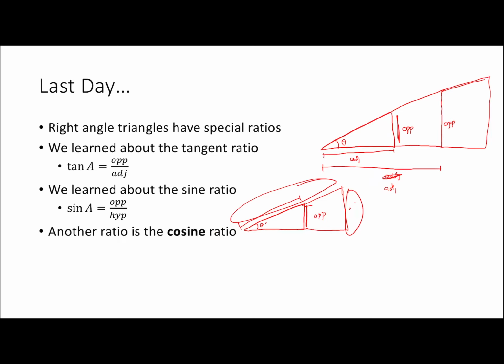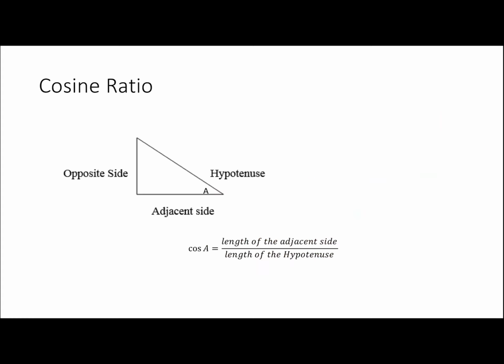Okay, another ratio, finally, that we're learning about today is called the cosine ratio. Now, the cosine ratio has to do with the relationship between adjacent and hypotenuse. And it's adjacent over hypotenuse. ADJ over hypotenuse. And it just says for any given angle, the relationship between the adjacent side and the hypotenuse will be the same for any given angle.